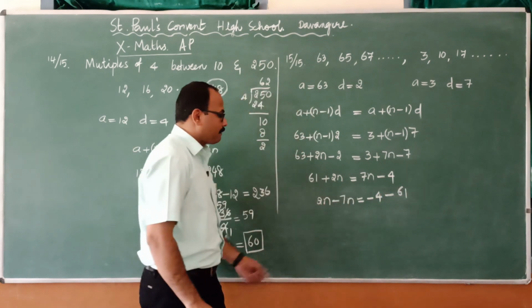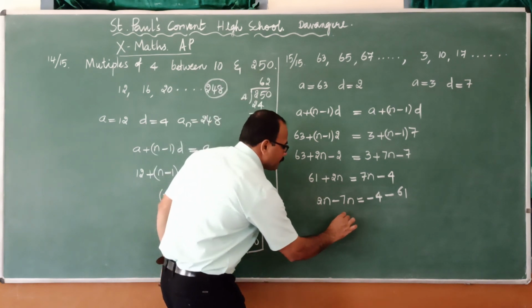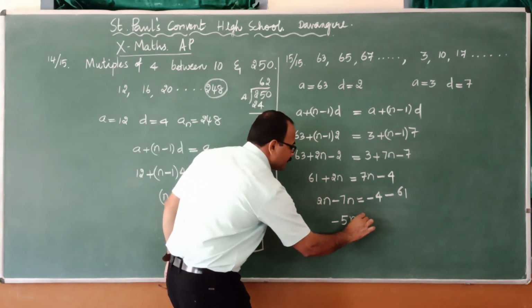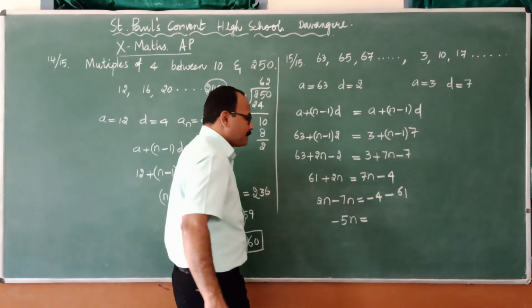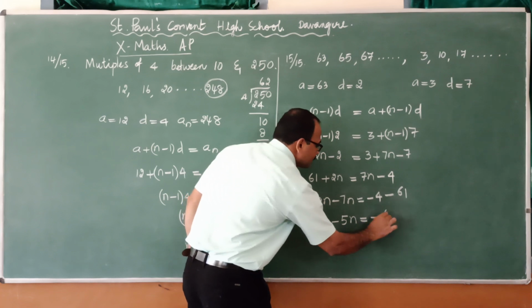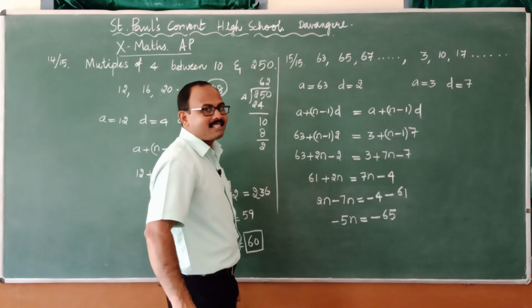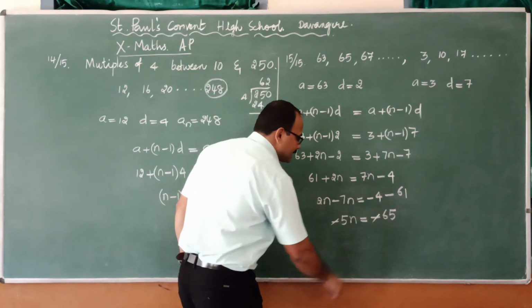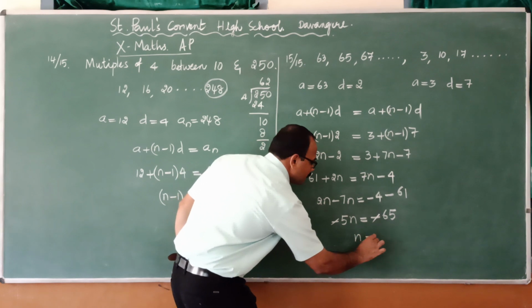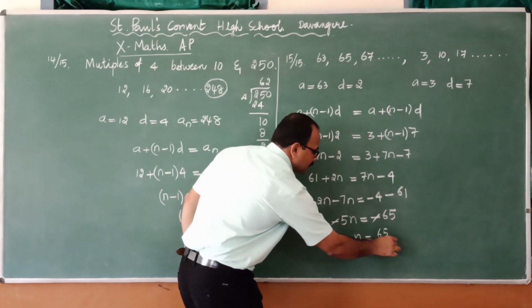This will become, when two different signs are there, subtract and keep the greater number's sign, it will become minus 5n, which will be equal to minus 65, because when two same signs are there, add and keep the same sign. Minus and plus many signs are involved, children. Carefully, what to do? This minus and minus get cancelled. n will be equal to 65 by 5, by cross multiplication.